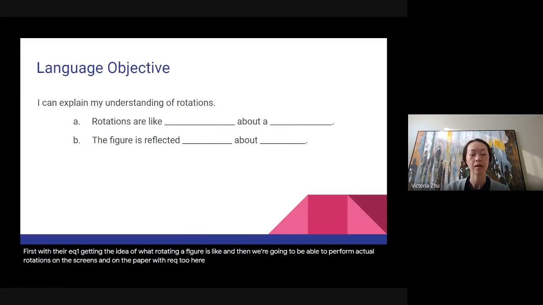Here are our language objectives, and they are I can explain my understanding of rotations. One way of explaining your understanding can be like rotations are like blank about a blank. And a second type of sentence you can use is the figure is rotated blank about blank.